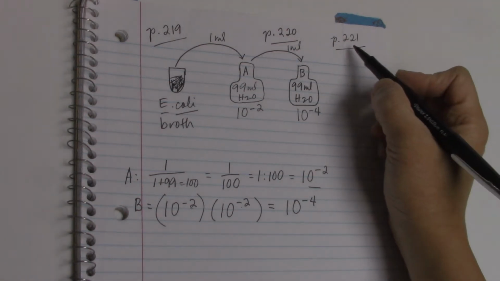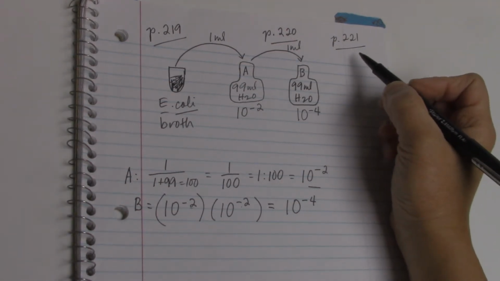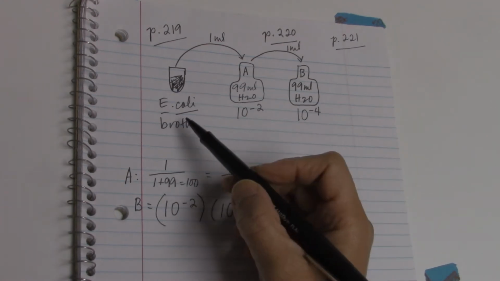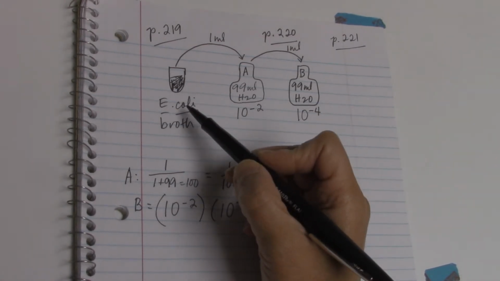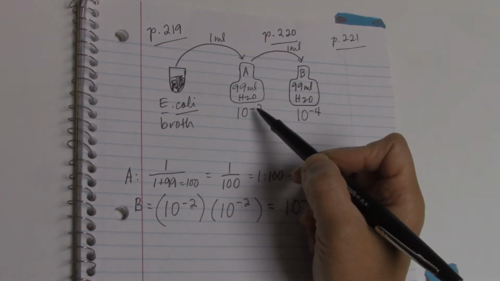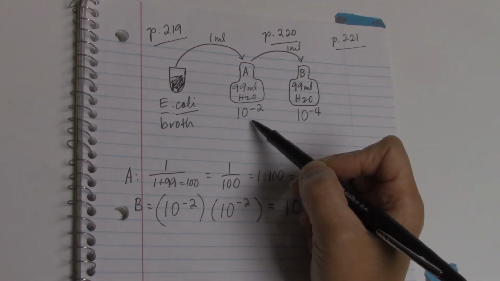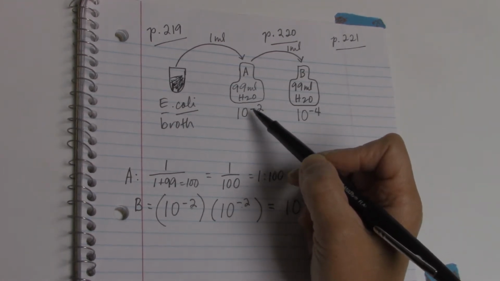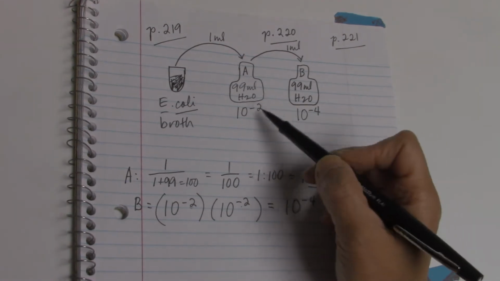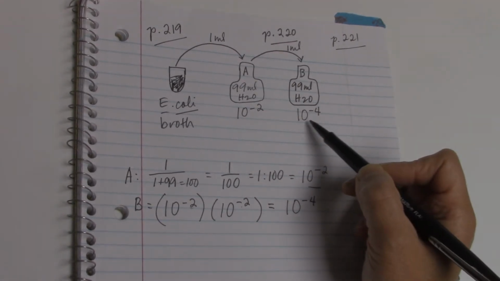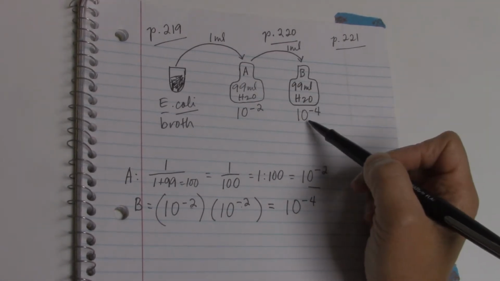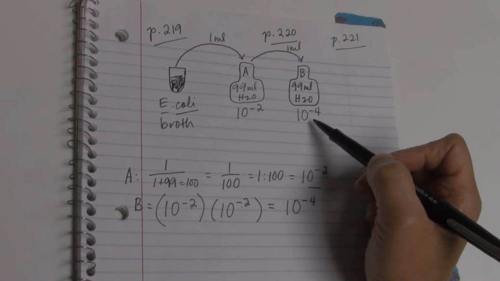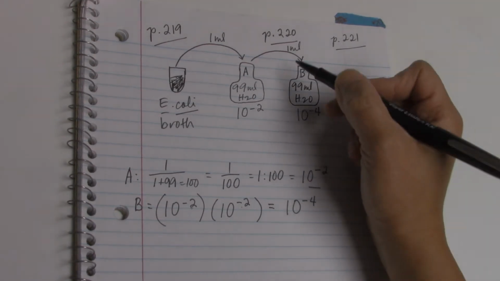Now let me explain page 221. Here we already diluted the E. coli broth in the first bottle A, which is 10 to the minus 2 dilution, and we further diluted that 10 to the minus 2 another 100-fold to a bottle B, which is 10 to the minus 4. Now we're ready to plate it out.